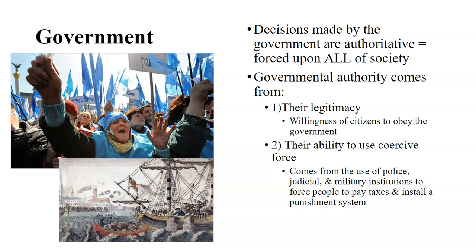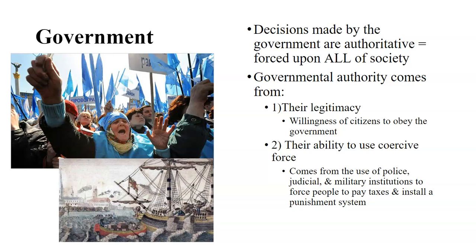Decisions made by the government are authoritative, which means they're forced upon all of society, or should be. Government authority comes from 2 things, and you have to remember this moving forward. 1, their legitimacy. That connects back to what we were talking about earlier, where governments work better when the people and the governments have pretty much the same ideals. It's the willingness of the citizens to obey the government. And a lot of the protests we're seeing here, whether they're for Black Lives Matter, whether it's for people not having jobs, jobs being closed down or being in quarantine, these are actions that can be pushed back upon, or people push back against the government. Some in good ways, some in bad ways.